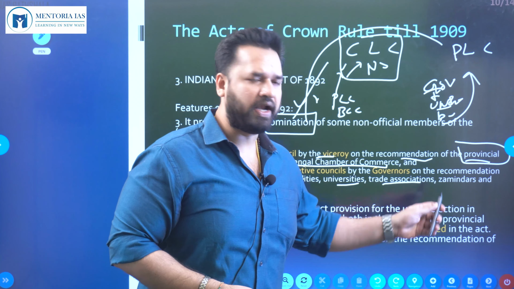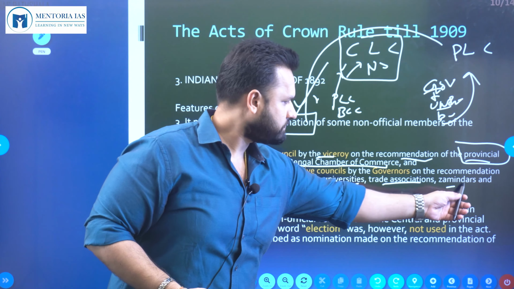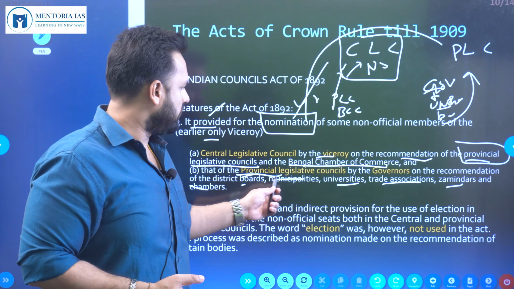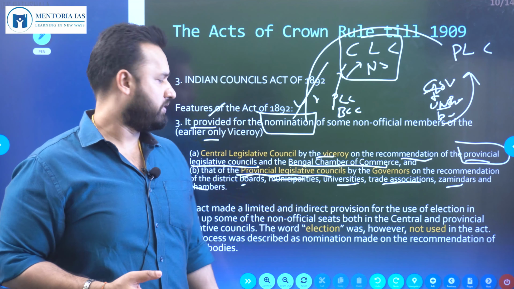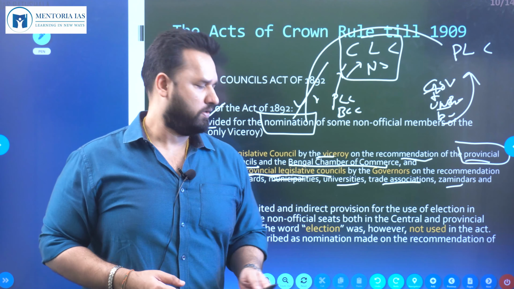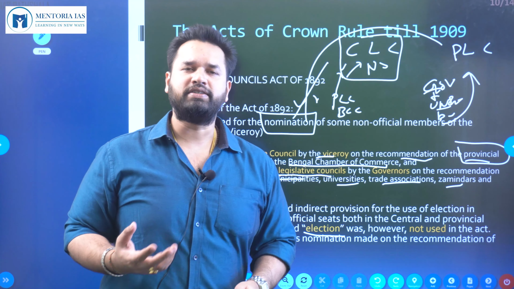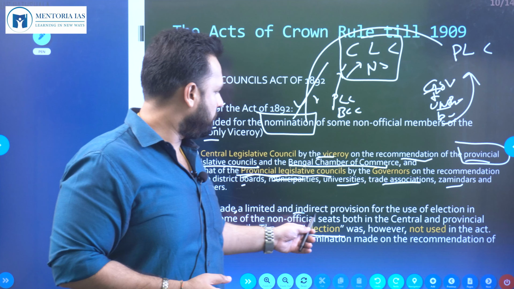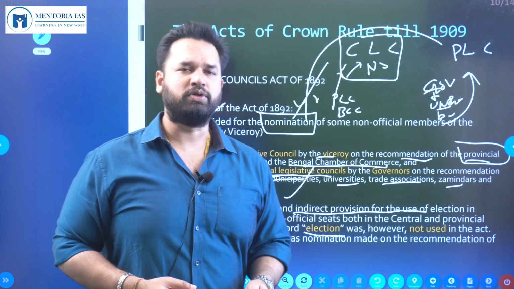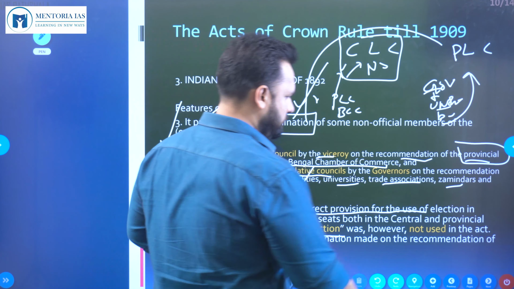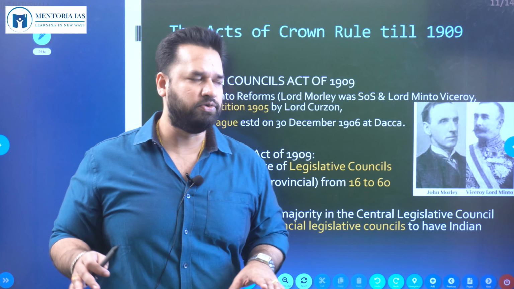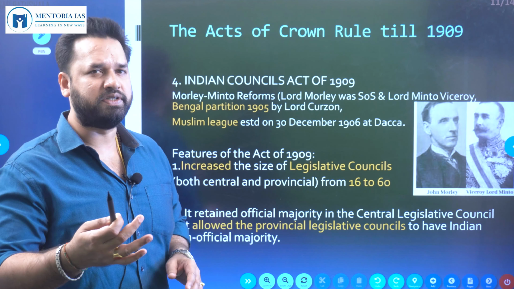Municipalities, universities, trade associations, zamindars, all of them can recommend for nomination under the provincial legislative council. That is said here. So it gave scope not for election in a true sense, but an indirect provision for the use of election. For the first time, representation was given. Was the word election used? No, the word election was not used. They nominated and gave more representation.